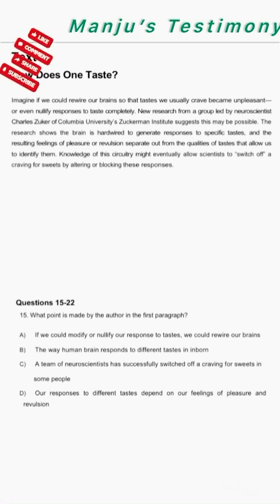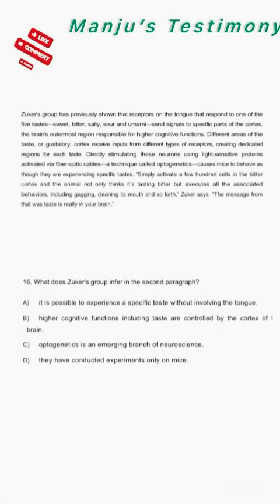What we have learned from this question is that there are two options which can be eliminated easily. For example, in this question, options A and C were eliminated very easily, and we have to look for only B and D. So let's see the second question now. What does Zucker's group infer in the second paragraph? Let's read the second paragraph.